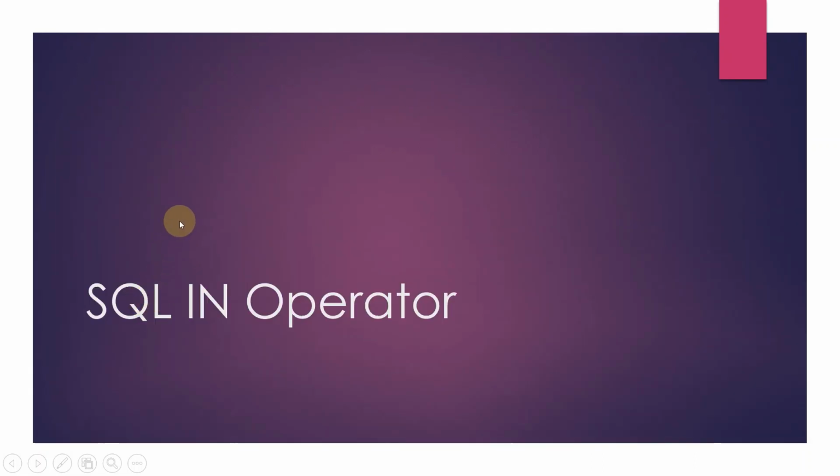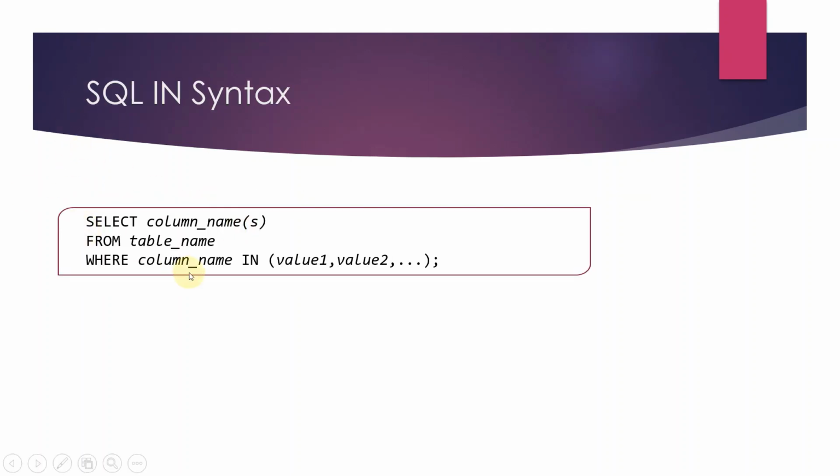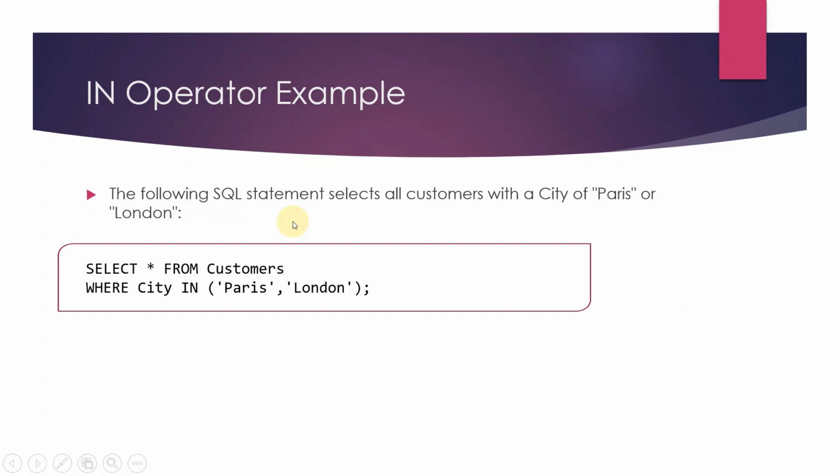Okay, so let's talk about the SQL IN operator. What is this? The IN operator allows you to specify multiple values in a WHERE clause. So this is the syntax: select column name from table name where column name IN (value1, value2). For instance, the following SQL statement selects all customers with a city of Paris and London.